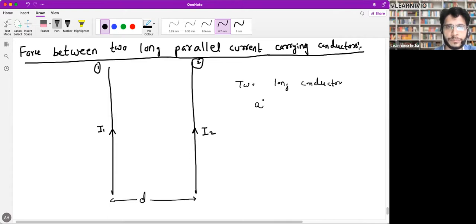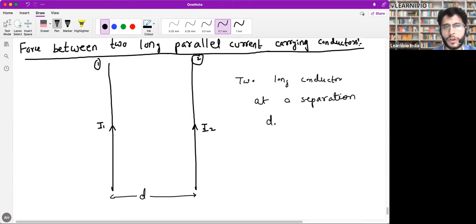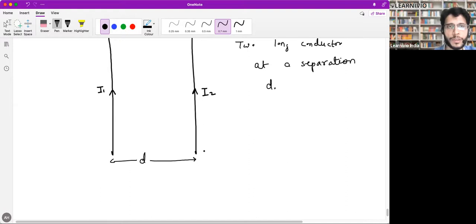At a separation D. So we have two long conductors at a separation D. The conductors are very long, so there is no point in measuring their length. The length of the conductor is infinite. We're not discussing the length of the conductor here.